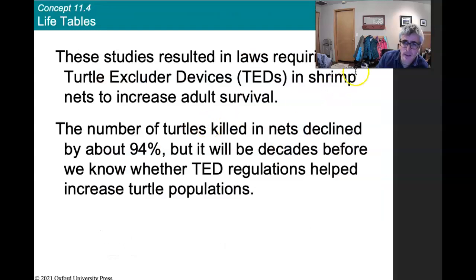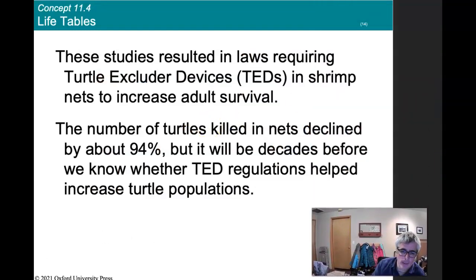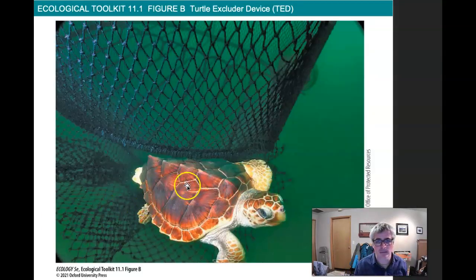So now, instead of, or in addition to saving turtle eggs, TEDs have been developed, these turtle excluder devices. One of the main mortalities of sea turtles was entanglement in shrimp fishing nets. And so these TEDs are devices that prevent the turtles from going into the shrimp nets. The number of turtles in nets declined by about 94%, but it will be decades before we know if these TEDs actually helped increase turtle populations. So here's a picture of a happy turtle swimming away from a TED.